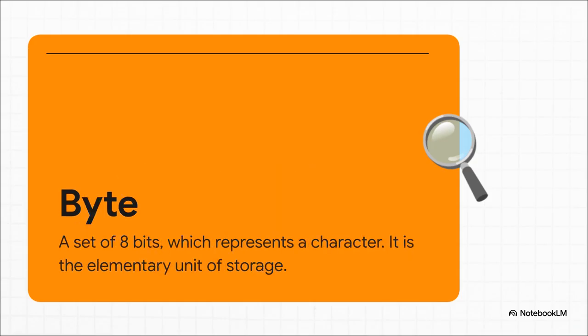But of course, a single bit by itself can't hold much information. So to do anything useful, we have to string them together. We group them into a bundle of 8, and that's called a byte. Now, a single byte can represent 256 different combinations. That's enough for every letter of the alphabet, both uppercase and lowercase, all the numbers and all the symbols you use. Everything is just a long sequence of these bytes.